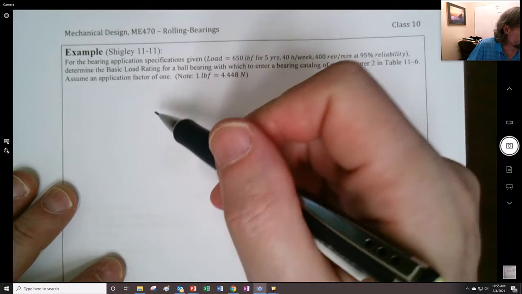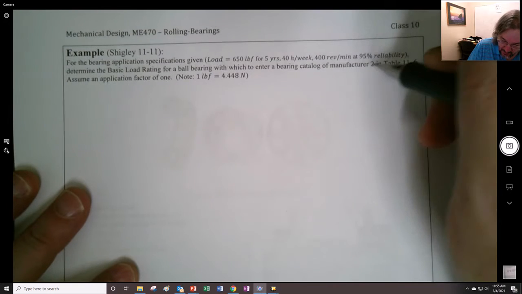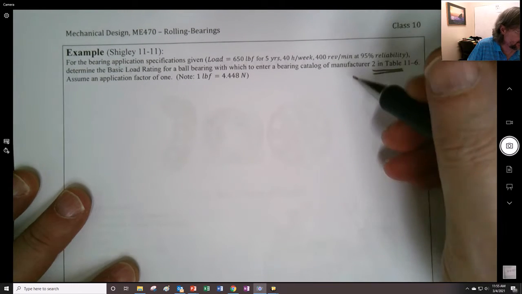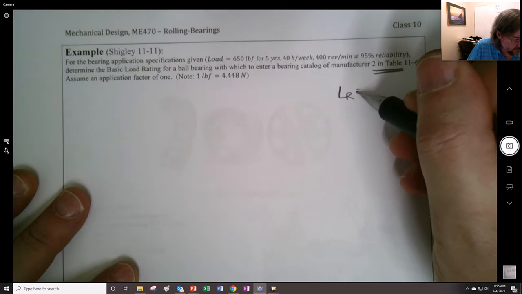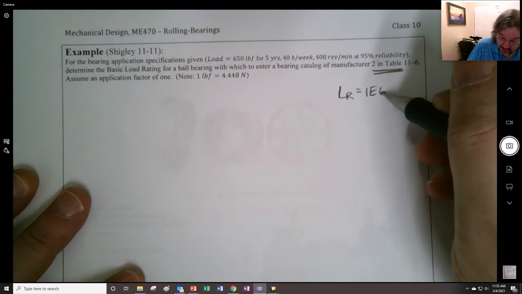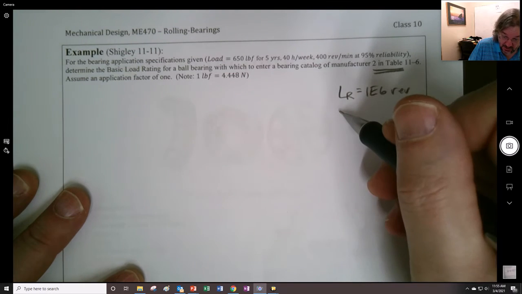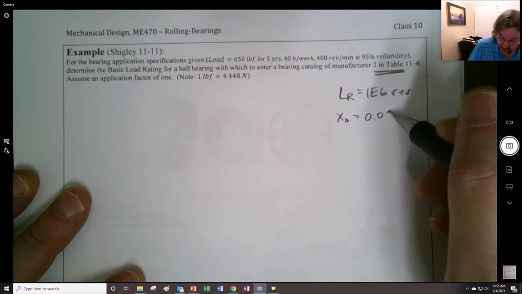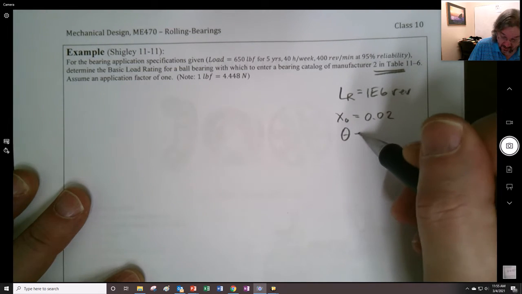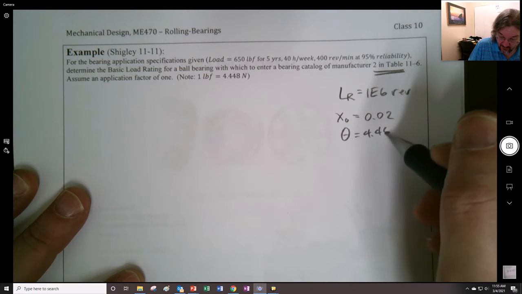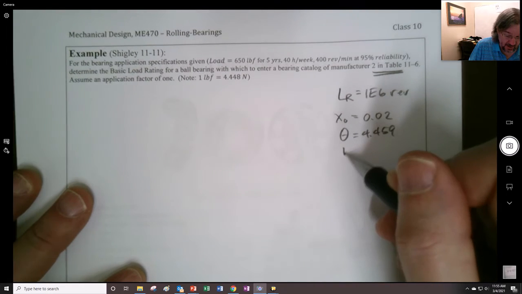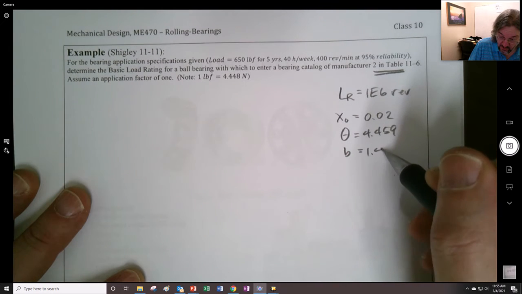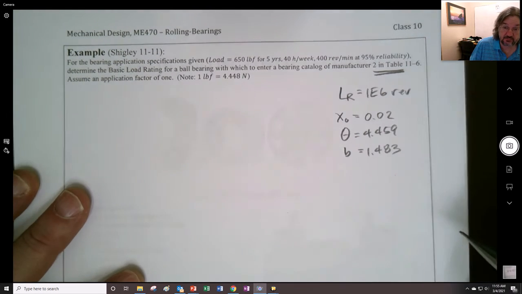Okay, so I start off here, and from this table right in here, I know that my rated life is going to be 1e6 revolutions. I got my XO is going to be 0.02. My theta is 4.459, and my b is 1.483.